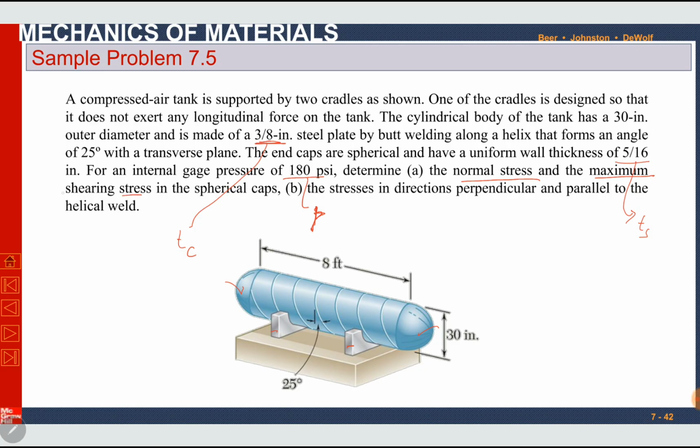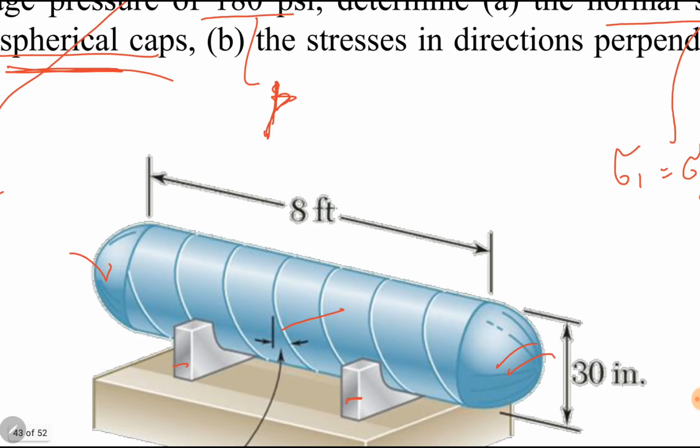In part A, we have to determine the normal stress and maximum shearing stress in the spherical portion. In the spherical portion, the normal stresses sigma 1 and sigma 2 are both the same, this is unknown, and the maximum shearing stress, tau maximum, in the spherical portion, remember, spherical ends. And part B is the stresses in the direction perpendicular and parallel to the helical weld, this helical weld, perpendicular to it and parallel to it. We have to find sigma W and tau W. The normal stress perpendicular to the weld is the normal stress, and along the weld is the shearing stress in part B.